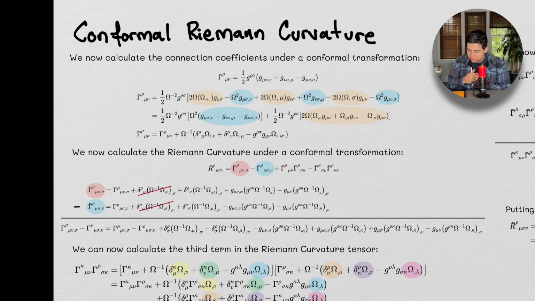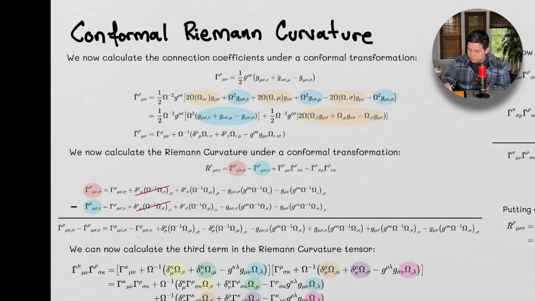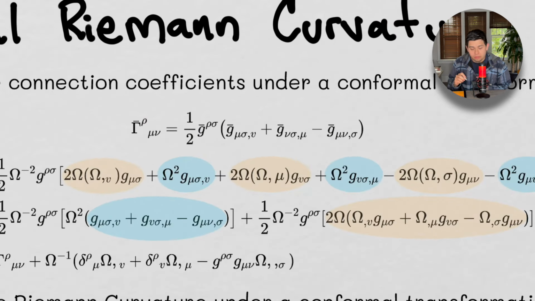So we are calculating the connection coefficients first under conformal transformations. There's going to be a little bit of notation here. Wherever we see a line above our elements, that line indicates the conformally transformed object. What we established before is how we got the conformally transformed connection coefficients, and this was the formula for that.